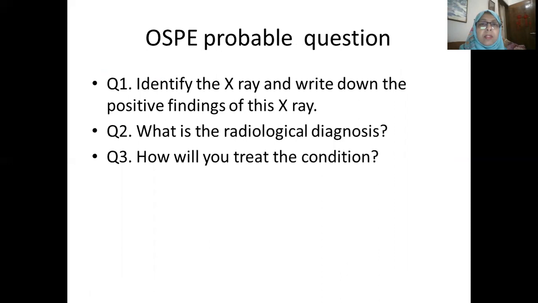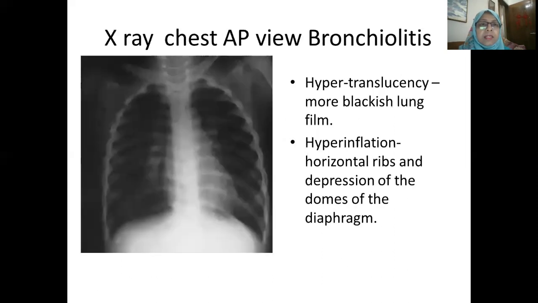So what are the probable questions? Identify the X-ray, write down the positive findings of this X-ray, and what is your radiological diagnosis? How will you treat the condition? What are the clinical features of this condition, like that. And the last X-ray, X-ray chest AP view, it is an X-ray of bronchiolitis.